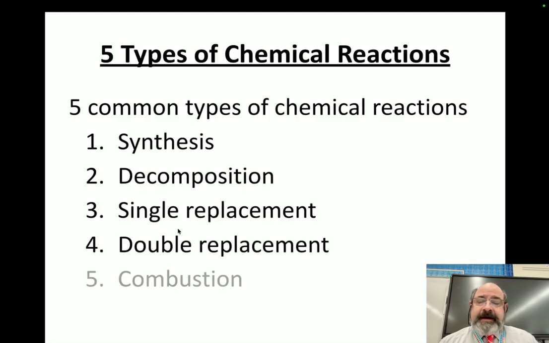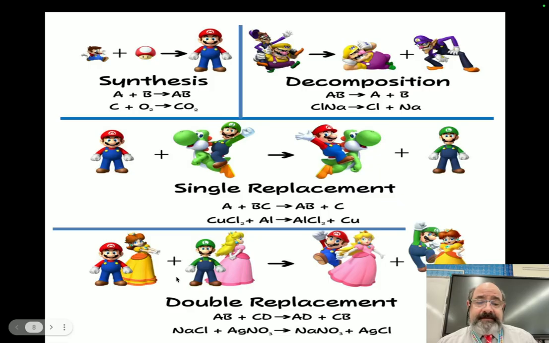Okay, so there are five common types of chemical reactions. They are synthesis, decomposition, single replacement, double replacement, and combustion. Sometimes you'll see different words for these, like single displacement, double displacement, or combination instead of synthesis. They're just different words for the same thing. So just be aware that those words are out there.